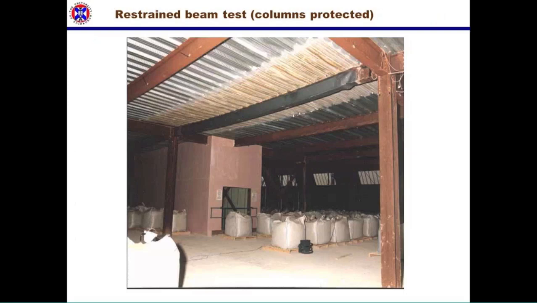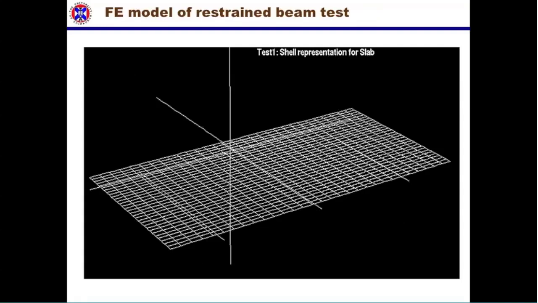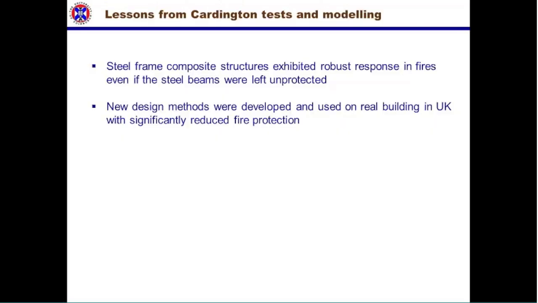We started working with British Steel in about the mid-90s, at the end of these tests, at the University of Edinburgh, and this is one of the first models that we did using the software Abaqus to understand the behavior of the Cardington fire tests. The key lessons that came out of the tests and the modeling were that steel frame composite structures exhibited robust resistance in fires, even if the steel beams were left unprotected, because most of these tests carried out in Cardington had most of the beams unprotected.